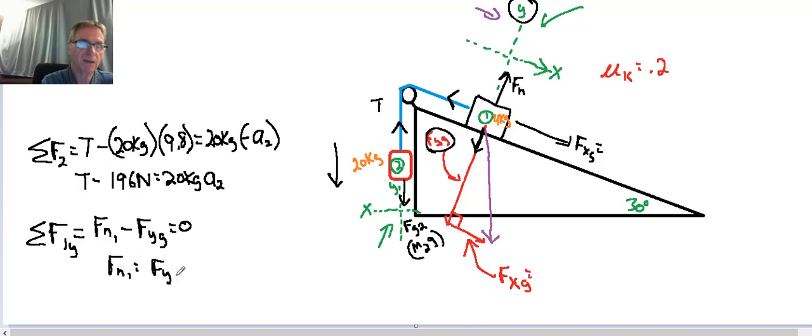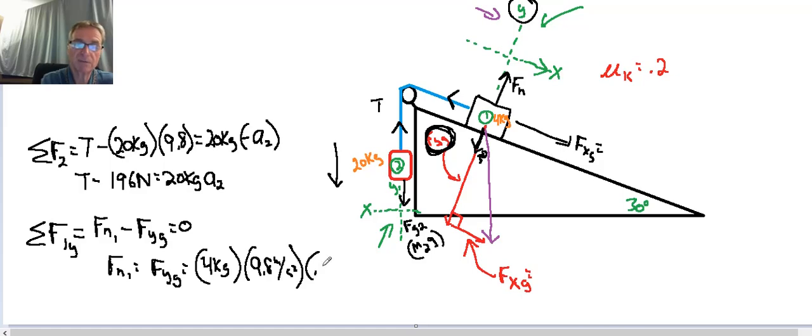Fyg. And that is going to be, since our incline is 30 degrees, it's going to equal Fg for block 1, which is going to be 4 kilograms times 9.8 meters per second squared. That's the force of gravity on the block itself, but we need the force in the y direction. So that's going to be times the cosine of 30 degrees, which happens to be 0.866.